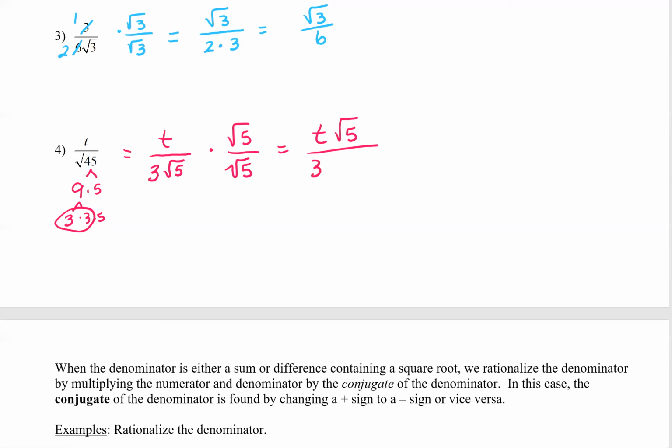So then I'm going to have 3 times 5. The square root of 5 times the square root of 5 is 5. And one more step. And we're finished.